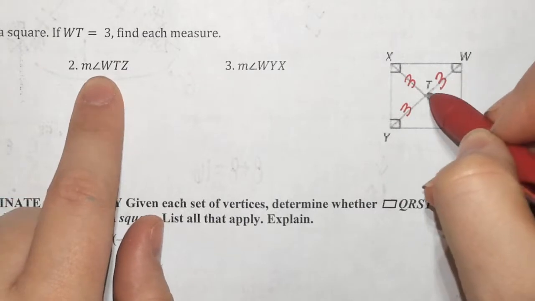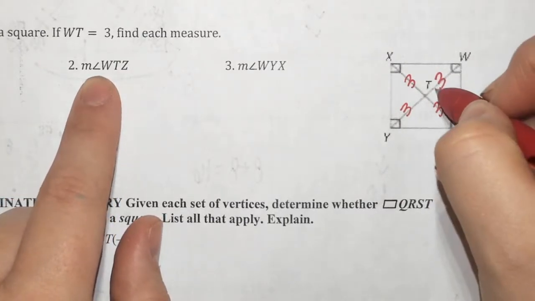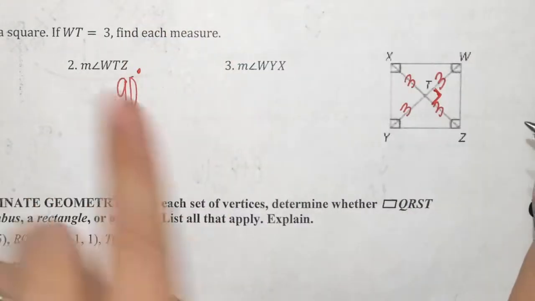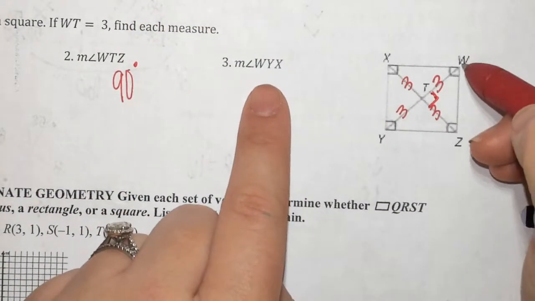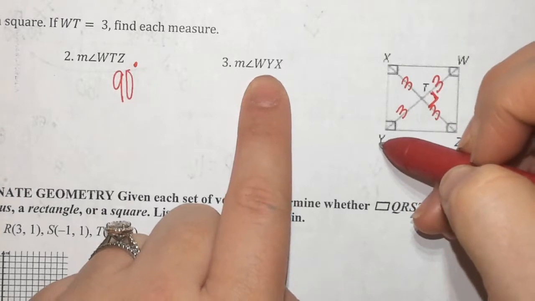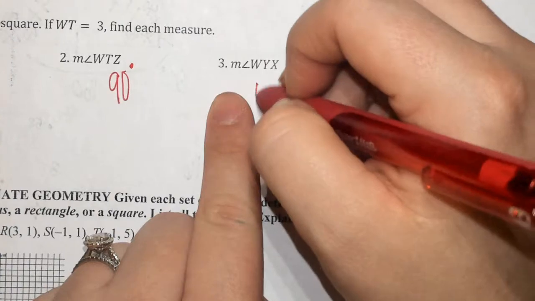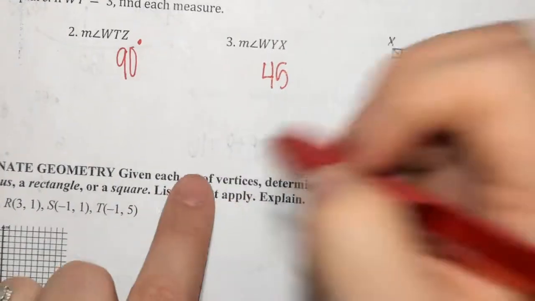So we have WTZ. That's this angle right here. What is it? 90. And the next one's 45. And then you have W, Y, X. So that's this right here, which is? 45. Yes. Okay, now, I'm going to add a fourth question.